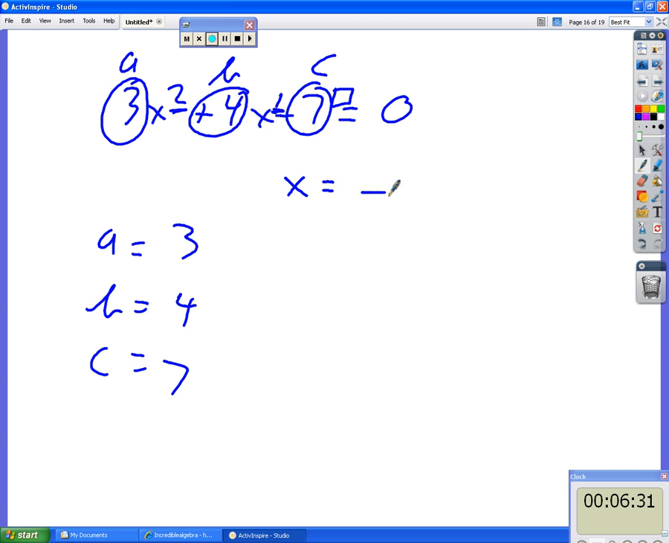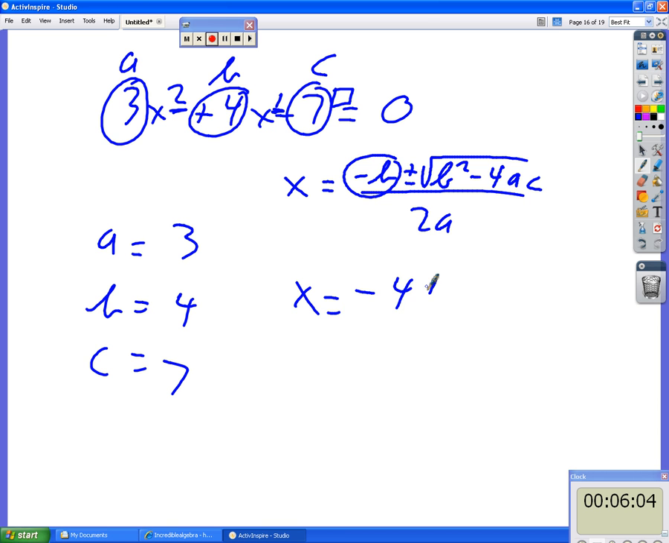X is equal to a fraction: negative b plus and minus the square root of b squared minus 4ac all over 2a. Now here's the way I do it. This is a negative b. Well, negative b means the opposite of b. What's the opposite of b? Well, b is a plus 4. The opposite of plus 4 is negative 4, so x equals negative 4 plus and minus. What's b? 4. So what's b squared? Well, b squared is 4 squared, and 4 squared is 4 times 4, which is 16.